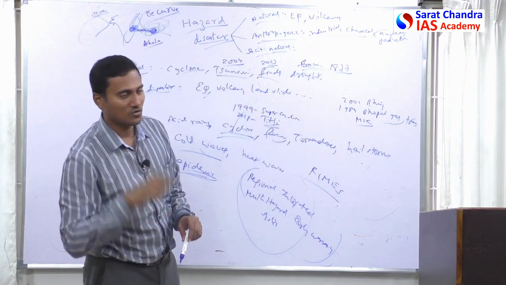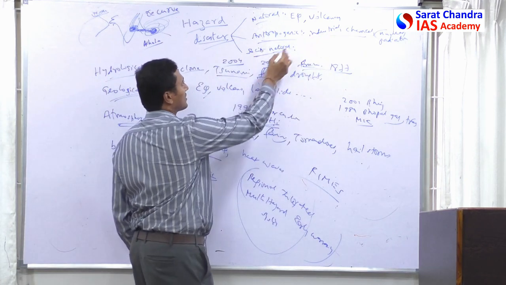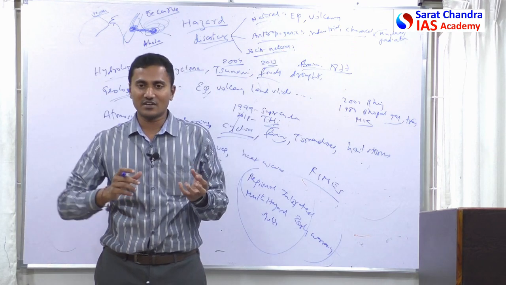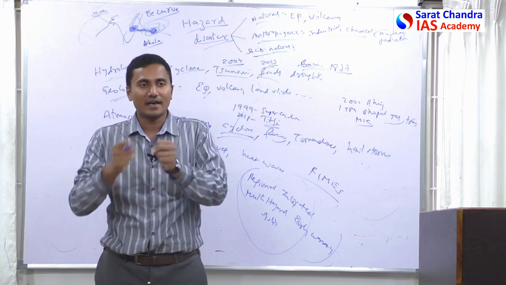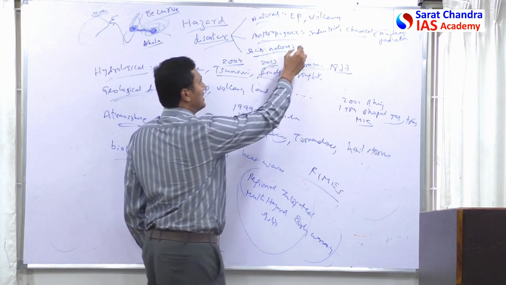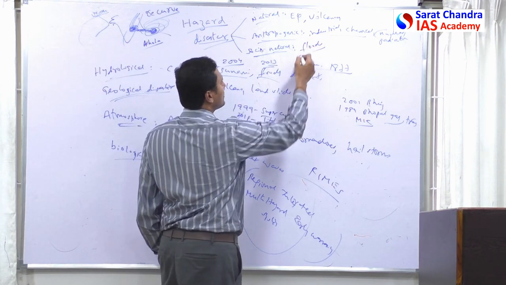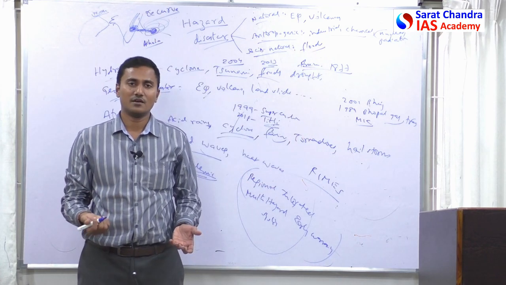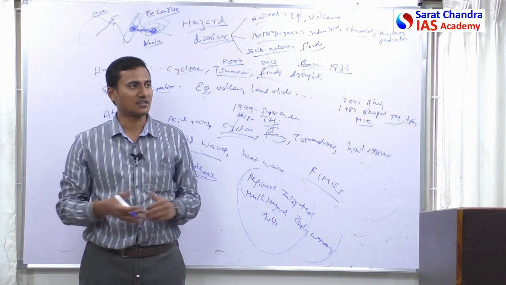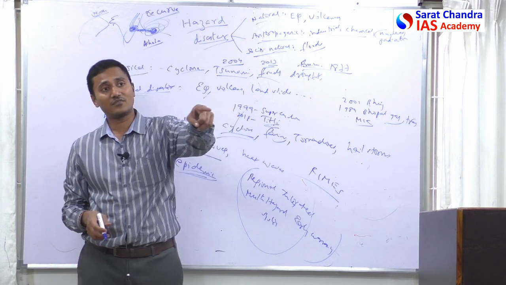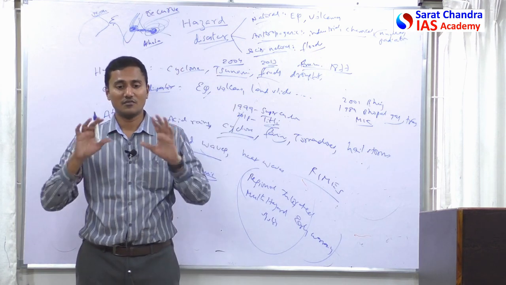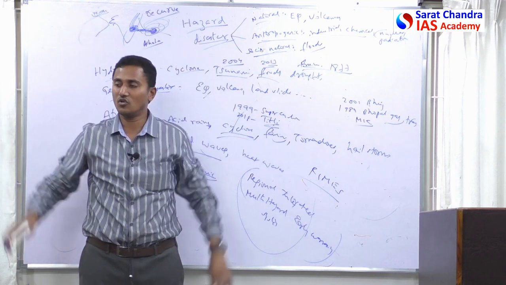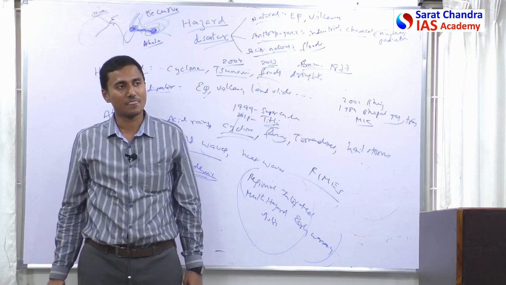Anyhow, now see, socio-natural causes mean there is an effect by man as well as nature, both. For example, floods. Floods occur because of nature: whenever there is huge rainfall, floods will occur. Whenever there is a cloudburst, floods will occur. Tell me an example of man-made floods. Dam burst. When a dam breaks, all the water will flow. That is a man-made flood.